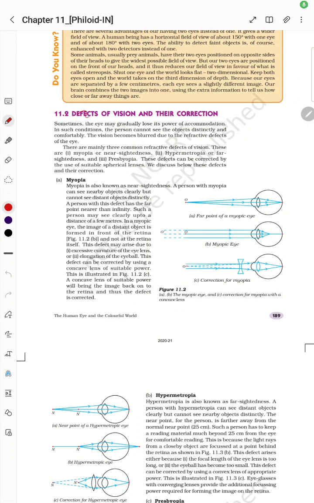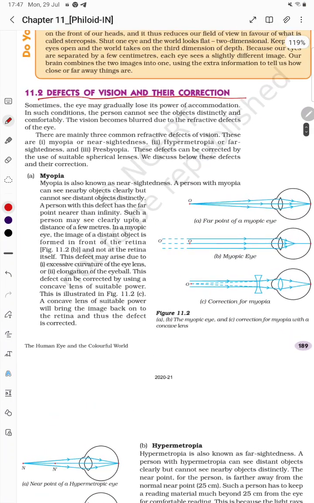Hello student, let's try to understand defects of vision and their correction. Sometimes the eye may gradually lose its power of accommodation. In such cases, the person cannot see the object distinctly and comfortably. The vision becomes blurred due to the refractive defects of the eye.